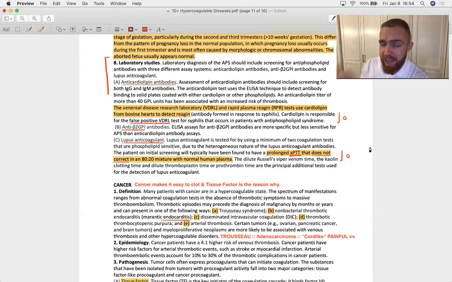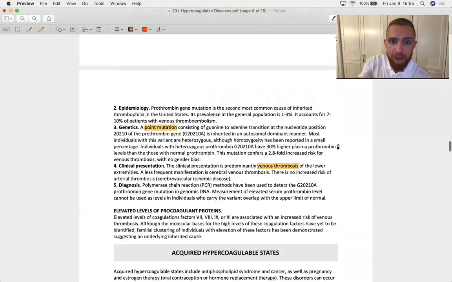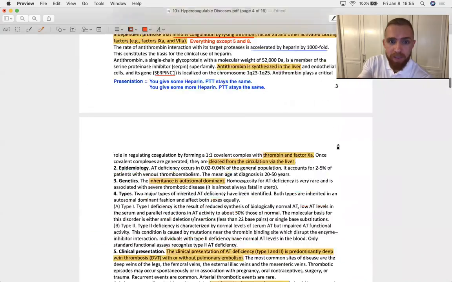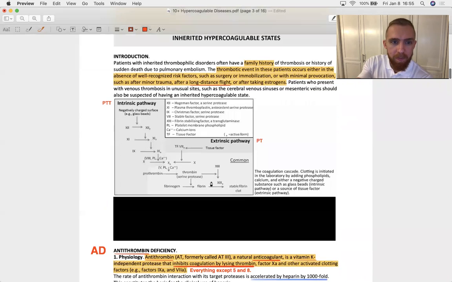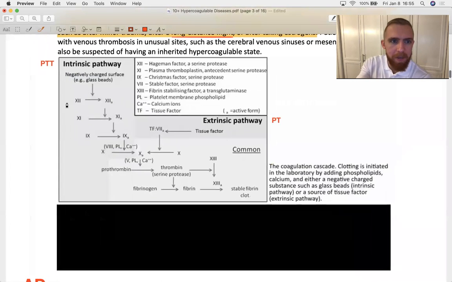Does that do the intrinsic or the extrinsic pathway? That does the intrinsic pathway. So third, if your intrinsic pathway is taking a long time to work and you've got antiphospholipid antibodies, look at this. PL. What does that mean?